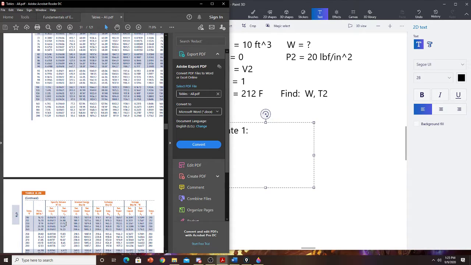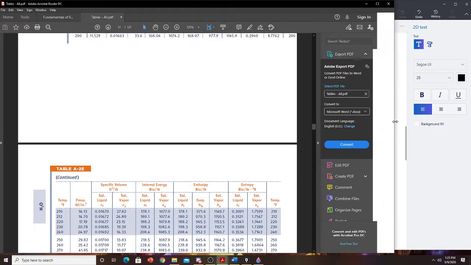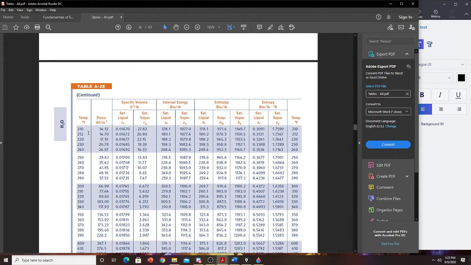So we must go down to 212 Fahrenheit, which is right here. I'll extend that for now. So this was the first temperature given, which was 212. Okay. And if we go across, look what I told you, 14.7 psi. So that right there is the boiling pressure. So this is where we are located, on this line.